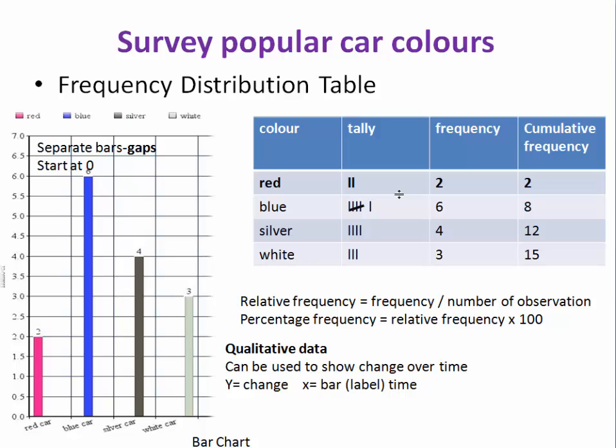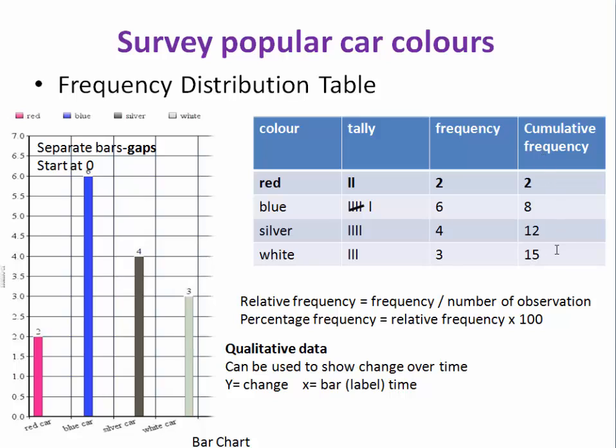At the end of our allotted time, we stop and then write down the frequencies 2, 6, 4, 3 by counting out the ticks. Then a cumulative frequency is the frequencies added in order. So first frequency, cumulative frequency would be 2, 2, and then add 6 is 8, 8 add 4 is 12, 12 add 3 is 15. This 15, right at the bottom, tells us the total number of cars counted in that time.